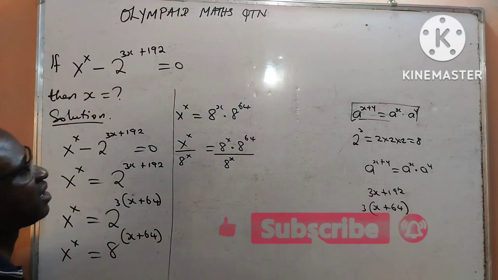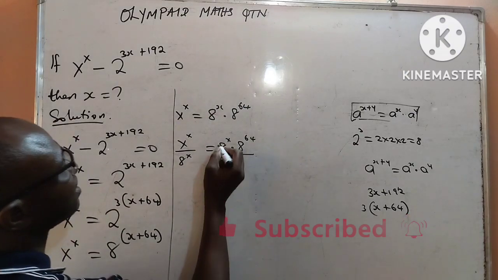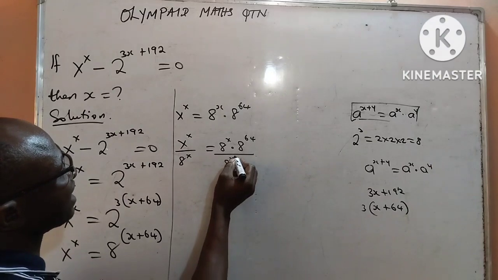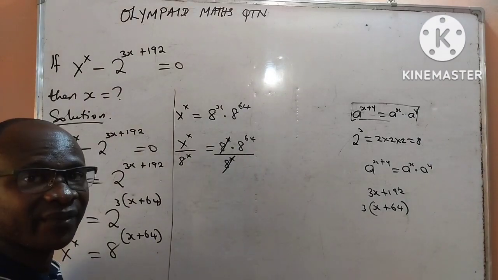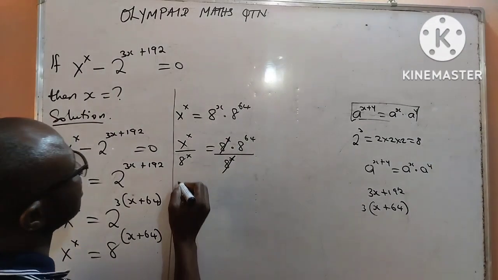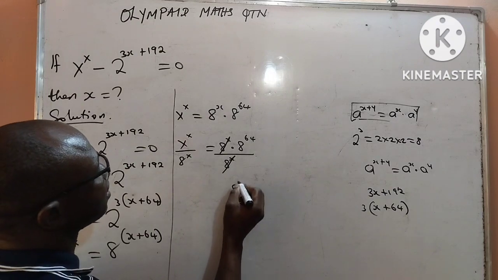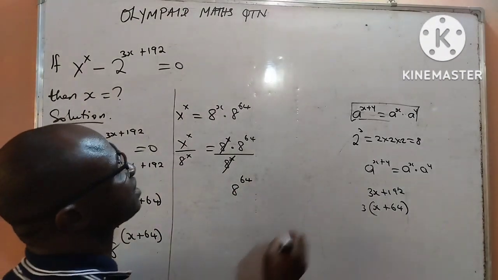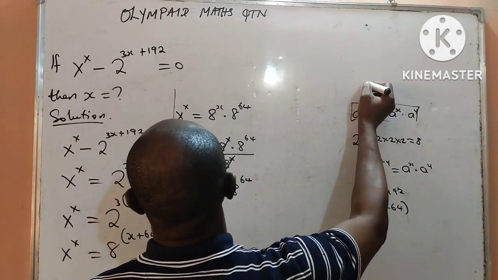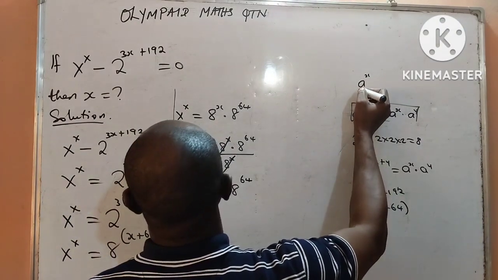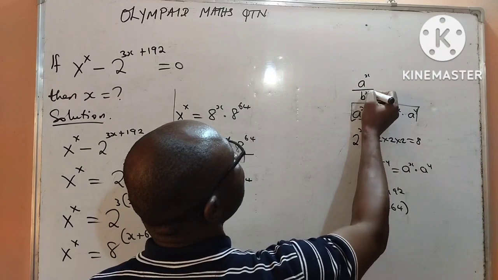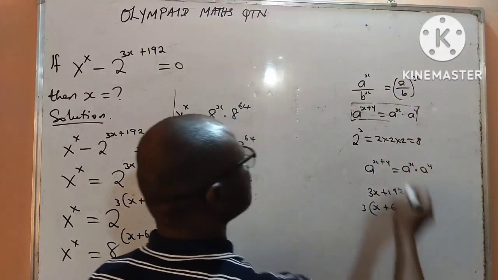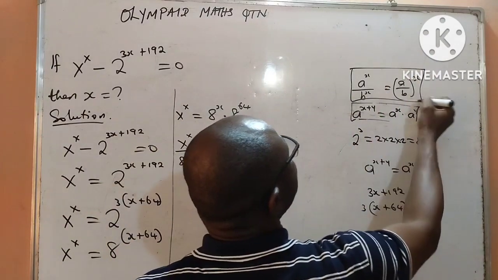Alright. Now, from the right, 8 to the power x is at the numerator and also at the denominator, so I can cancel the 2 out, leaving me with 8 to the power 64 by the right. But also by law of indices, if I give you a to the power x all over b to the power x, it is equal to a over b all to the power x. This law now is very good.